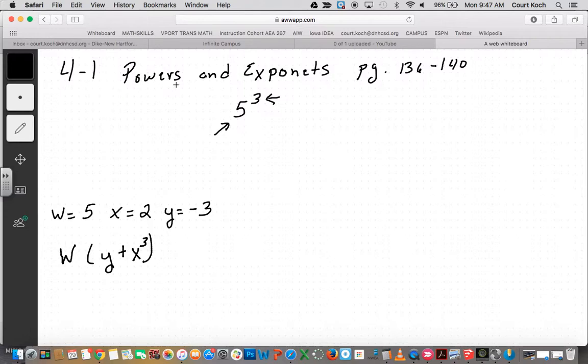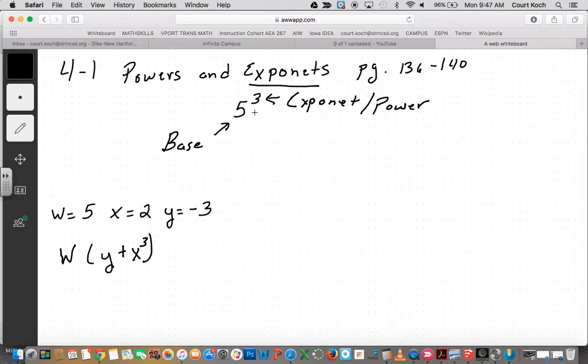In 4-1 powers and exponents, we have to understand what makes up an exponent. And two things make up an exponent. One is called a base. The other is called the exponent or power. These two things is basically what make an exponent, a base and a power.